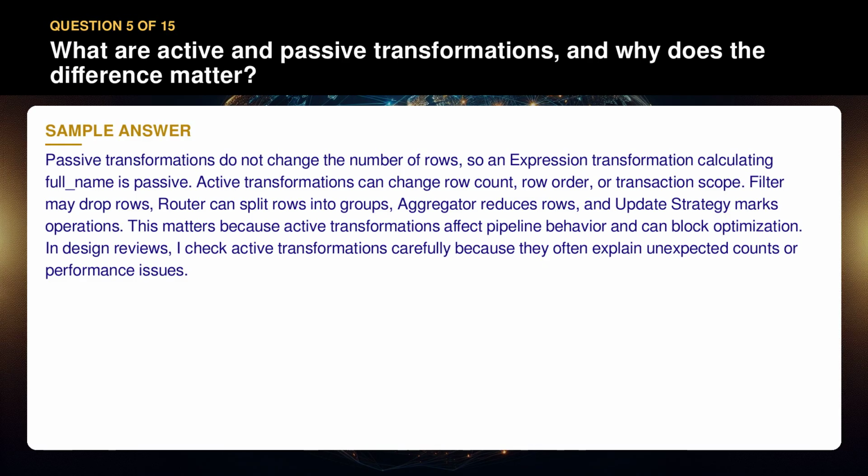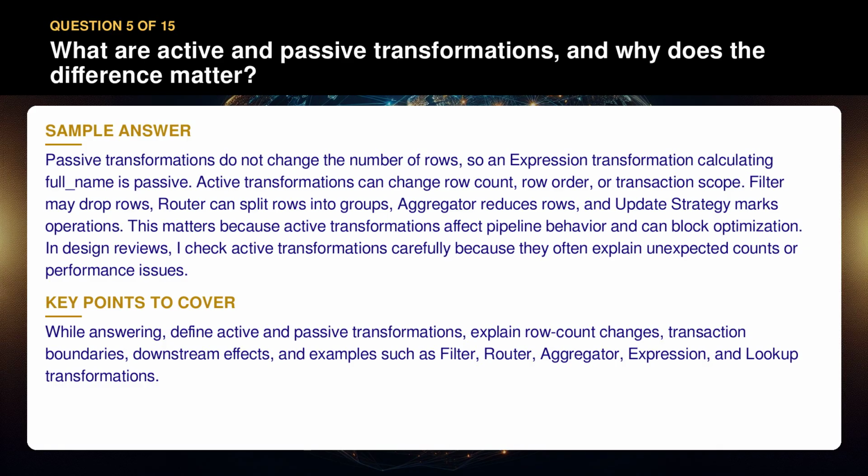This matters because active transformations affect pipeline behavior and can block optimization. In design reviews, I check active transformations carefully because they often explain unexpected counts or performance issues. While answering, define active and passive transformations. Explain row count changes, transaction boundaries, downstream effects, and examples such as filter, router, aggregator, expression, and lookup transformations.